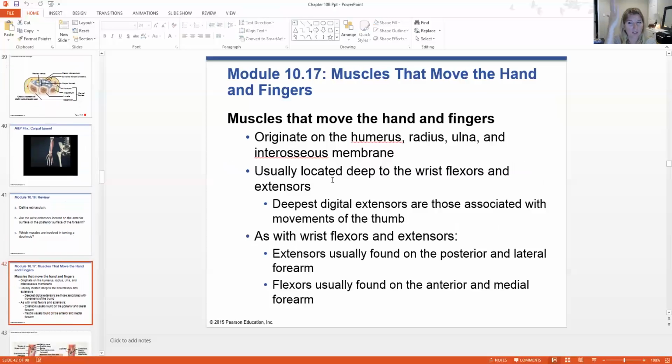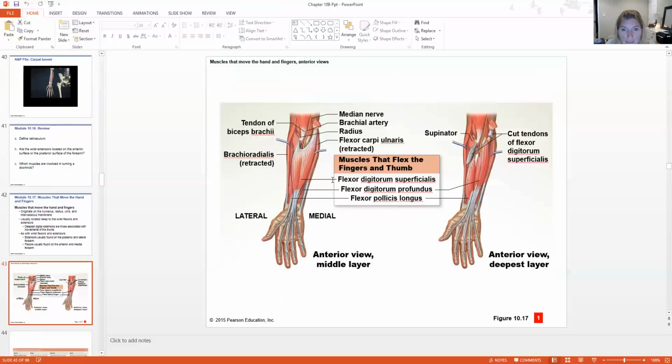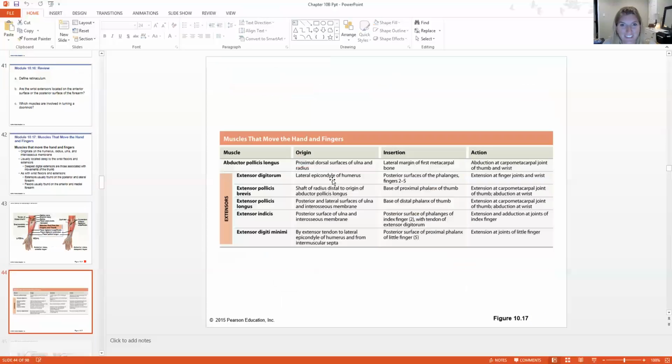When you extend your wrist, you can feel them on the back, and when you flex your wrist, you should be able to feel them on the front of your arms. So as with wrist flexors and extensors, again, you usually have extensors on the posterior and/or lateral and flexors on the medial and anterior. There you see them. I'm looking through the list. I think most of these you need to know.